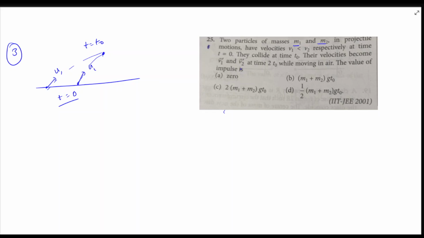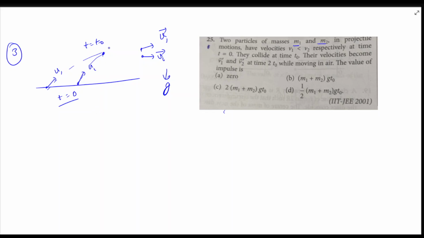The velocities become v1 dash and v2 dash at a time 2 t naught. So after that something will happen and the velocity will become, so this velocity is v1 vector and this velocity is v2 vector. Look, a lot of data is given while moving in the air. If they are moving in air, g must act in the downward direction, right? So the value of impulse.